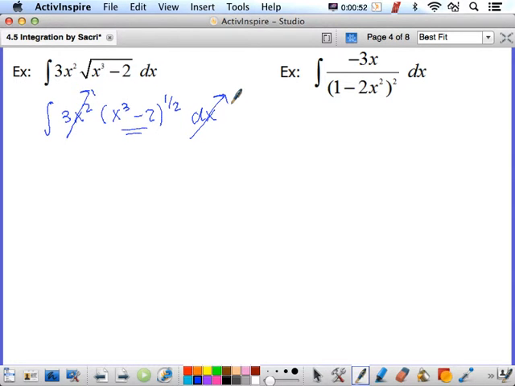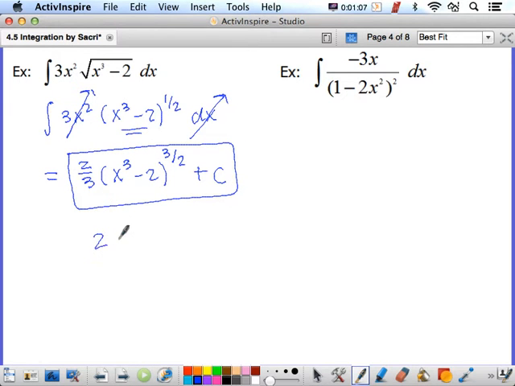And now they're like, you can add 1 to this power now. So we have x cubed minus 2 to the 3/2 power multiplied by 2/3 plus c. And if you want to change that to radical form, you certainly may. I'm not sure why you would want to, but you could. Some people just like the look of radicals.